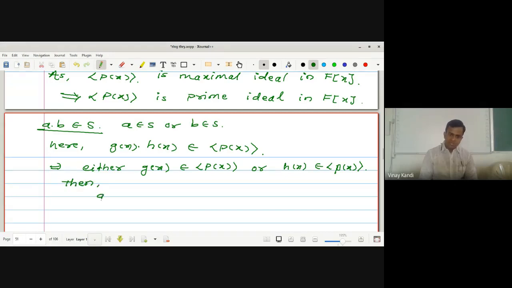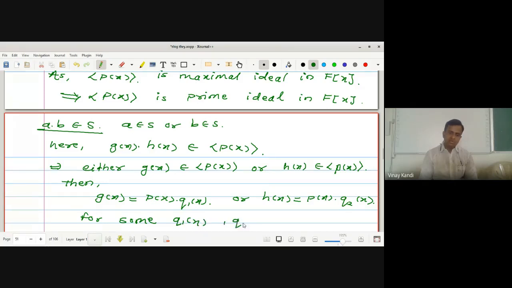Then we write g of x is equal to p of x into q1 of x, or h of x is equal to p of x into q2 of x, for some q1 of x and q2 of x belonging to capital F of x. Okay, so this is the definition of ideal.